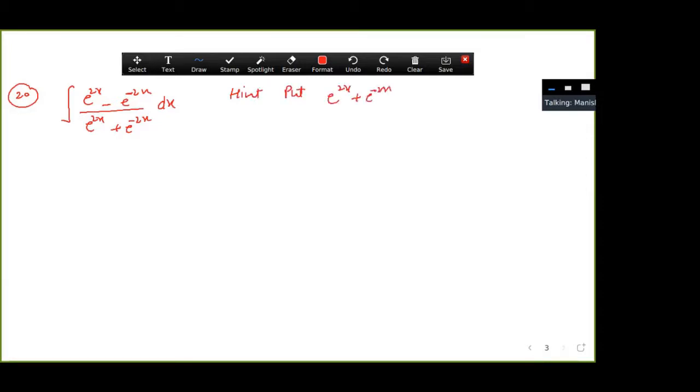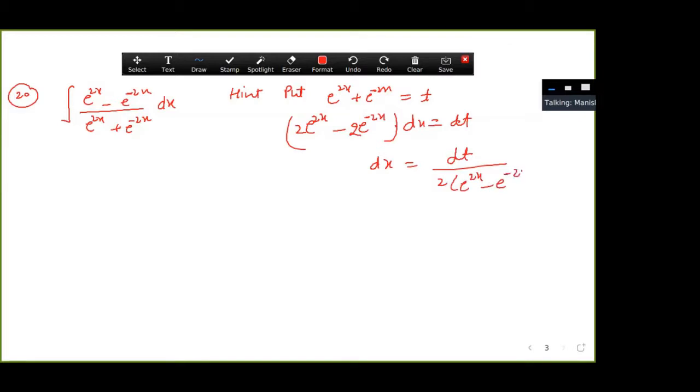Now differentiate it. e to the power 2x as it is, and the derivative of 2x is 2. e to the power minus 2x as it is, and the derivative of minus 2x is minus 2, into dx is equal to dt. Now you can take common and get dx is equal to dt upon 2 into e to the power 2x minus e to the power minus 2x. Now put the value of dx and e to the power 2x plus e to the power minus 2x is equal to t. This question is converted into the standard form. Proceed with this question.